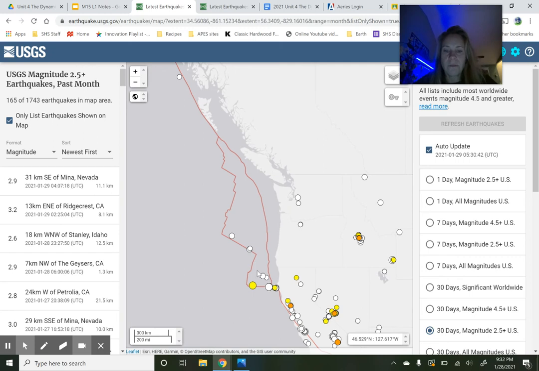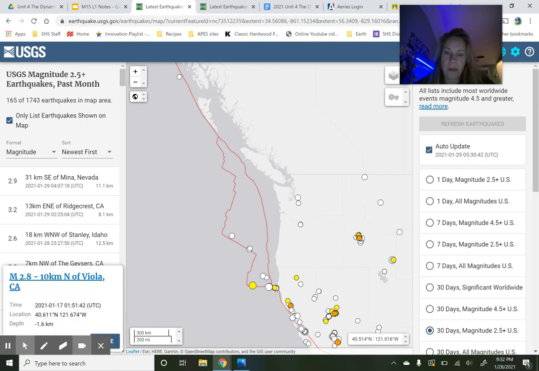So here's our subduction. Notice how this is where Lassen and Shasta are. And so we get volcanoes occurring up here, right along that Juan de Fuca plate. We don't get them any farther south, and that's because we don't have subduction. We have a transform boundary. What's kind of cool is to click on these earthquakes to see what's going on. So this one was in Viola, towards Lassen on 44, and it was a 2.8.